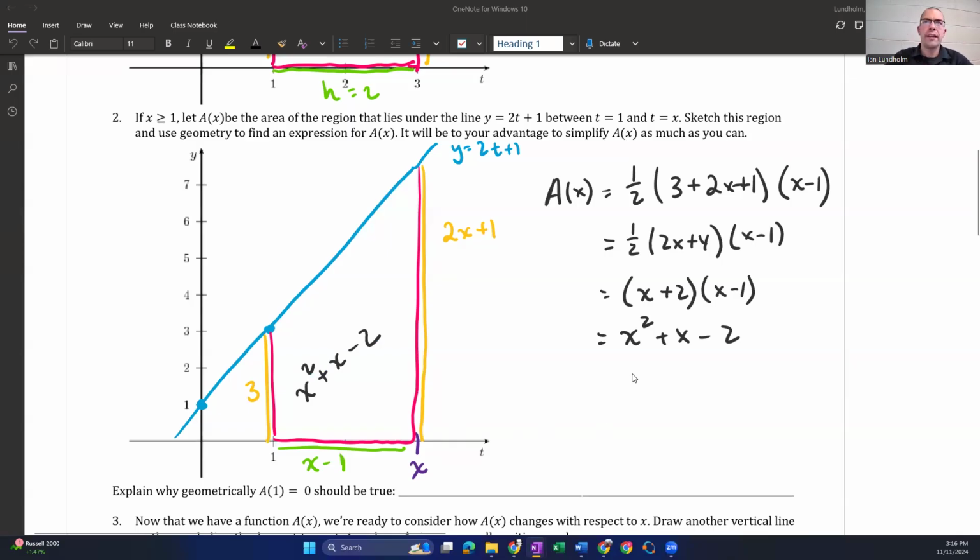So, all right, the next part says explain why geometrically A of 1 should be 0. And the idea here is if we put in 1 for x, it means that we're shifting this boundary all the way so that it's on top of 1. And the area there, if it's just a straight up skinny little strip, it's not even a rectangle. It's just a line segment. So the area should be 0.